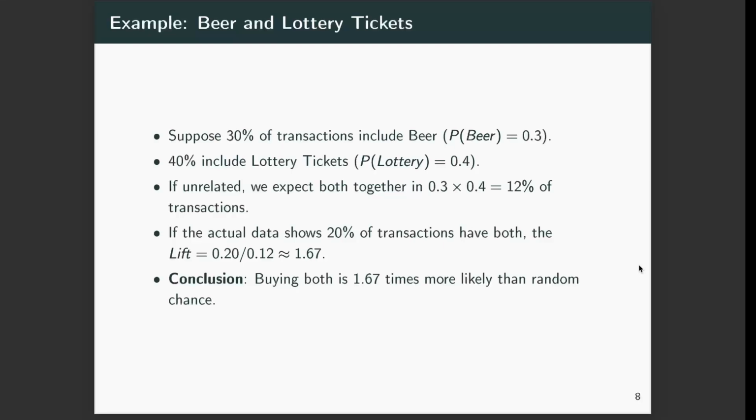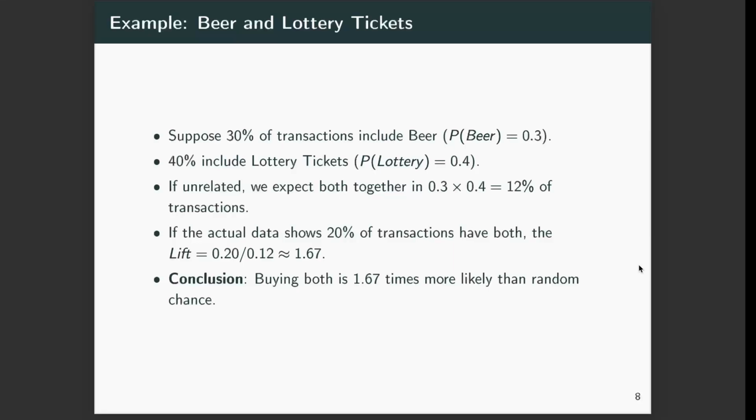What does this mean in plain English? It means that buying both beer and lottery tickets together is 1.67 times more likely than pure random chance would predict. There is a genuine positive association between these two items. This is a real and well-known finding from retail analytics.